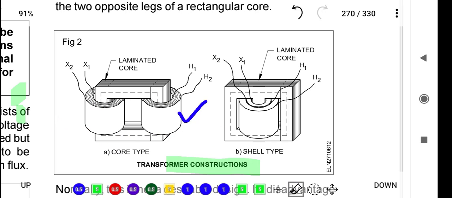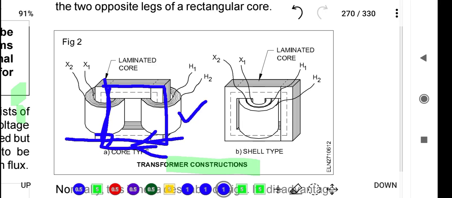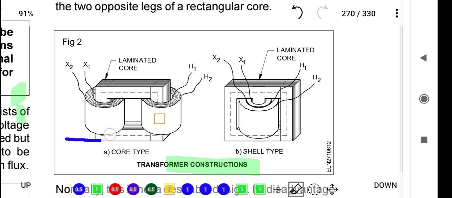See here, this is one coil and this is another coil. These two coils are opposite to each other, one on each of the two opposite legs of a rectangular core. This is the rectangular core. This type of construction is called a core type transformer. This is very simple.